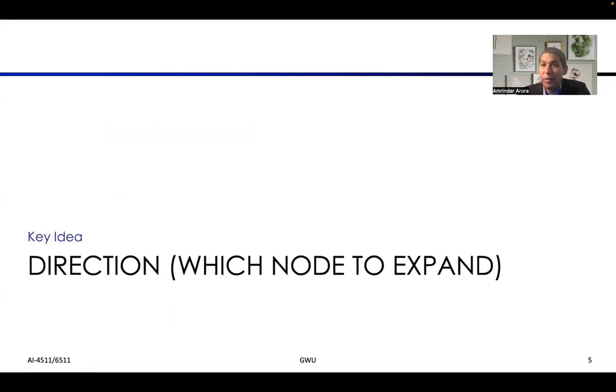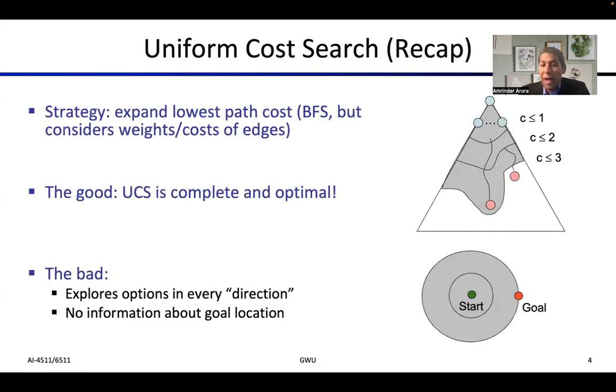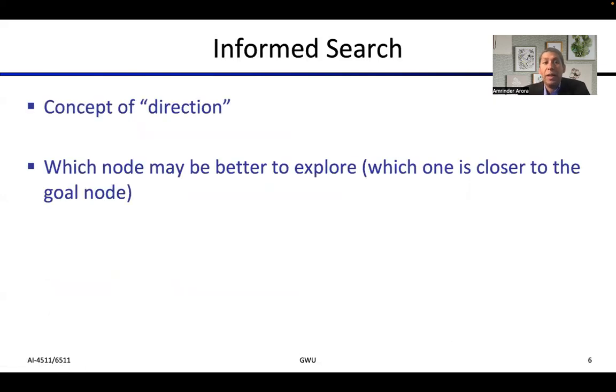And that's a key idea we want to study today, which is called direction. Direction means that given two nodes, which one is in the correct direction? Which one should we expand next? So if we have two different nodes here, perhaps one here and one here, this one should be perceived to be closer to the goal node, and we should try to expand that one. So how do we do that?